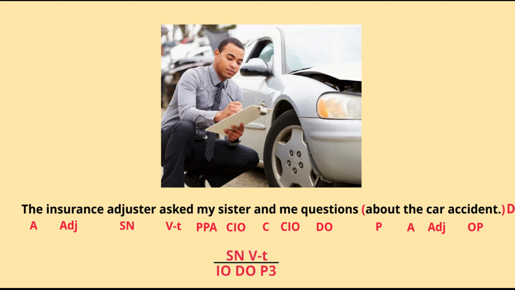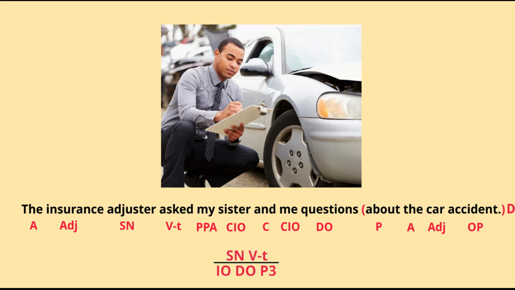And what is my there? My sister and me. So, my shows ownership, so it is possessive pronoun adjective. Sister and me. Sister, me will become the compound indirect objects and is the conjunction that is connecting both the indirect objects. And we already discussed the questions. Questions is the direct object. And the last part of the sentence is about the car accident. Now let's find out if about is a preposition. About what? Accident. Accident is a noun. So about will be the preposition. The is the article adjective and car accident.